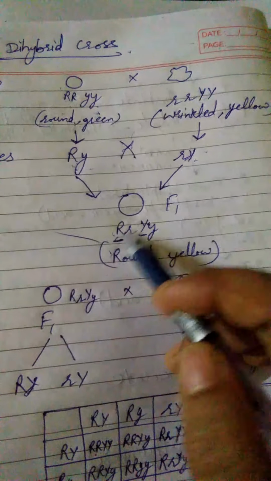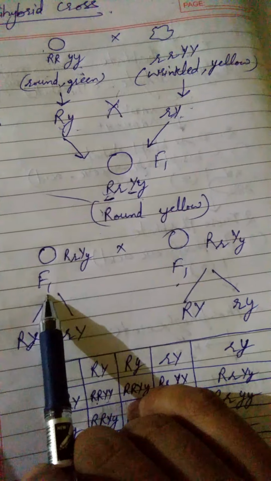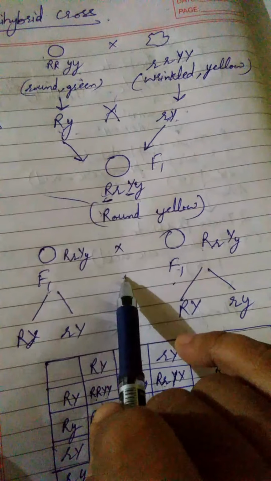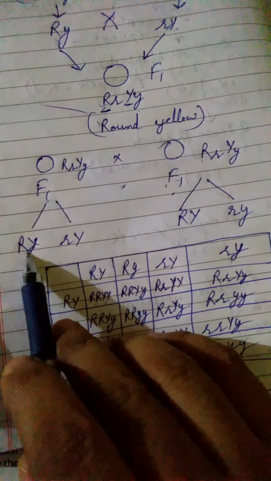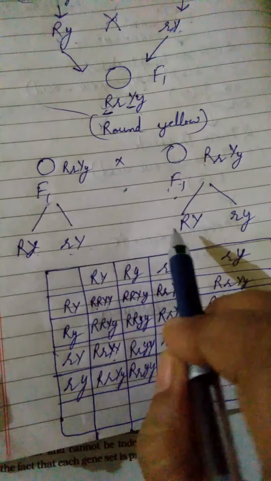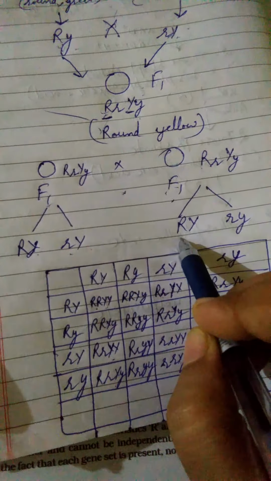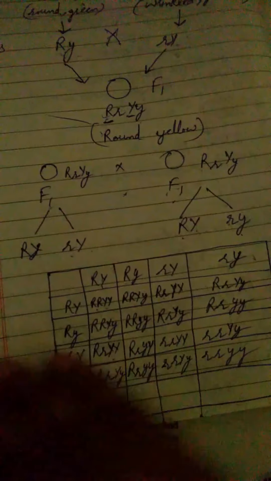Okay, we take this F1 organism and cross with each other, F1 organisms. Here self pollination will occur. So four gametes are formed: capital R capital Y, capital R small y, small r capital Y, small r small y. So we take four gametes in this horizontal and vertical way.